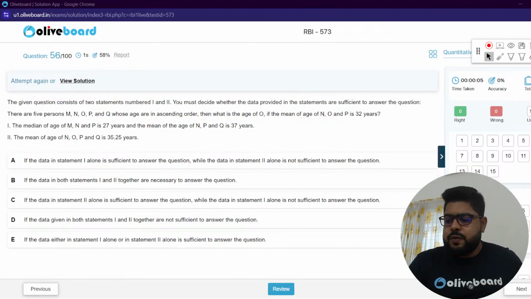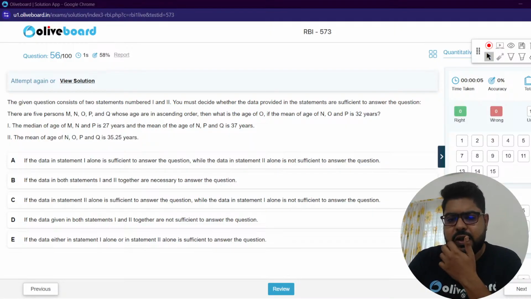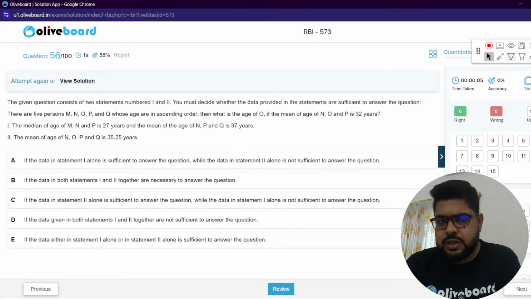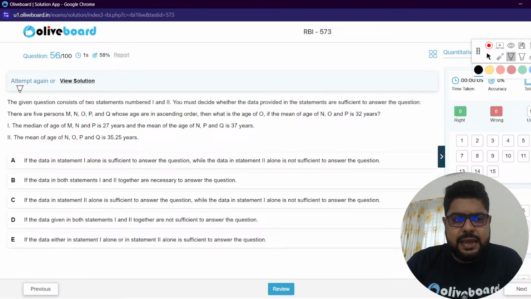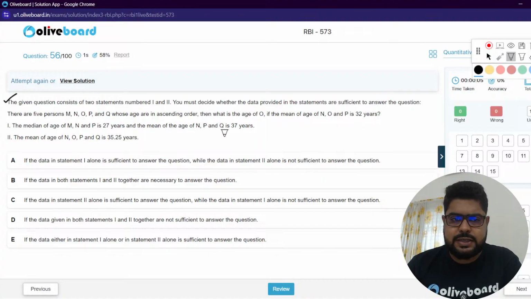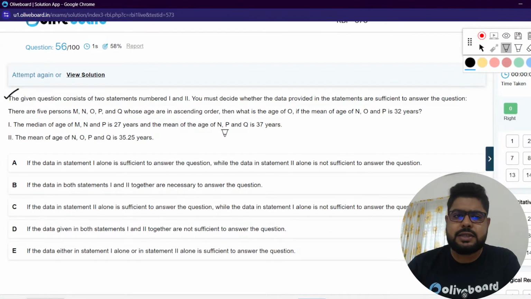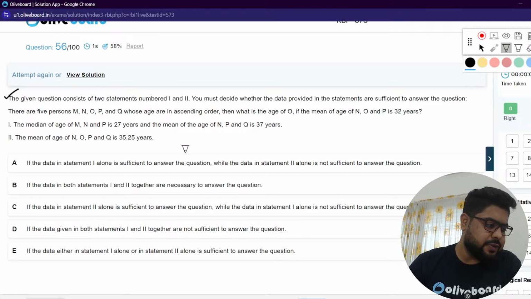So we'll do the questions. Let's start with this and solve the questions one by one. So first question is this one. There are five persons, M, N, O, P, Q. I hope you guys can see this, or should I zoom in a little bit? I've just zoomed in a little bit so that you can see it better.